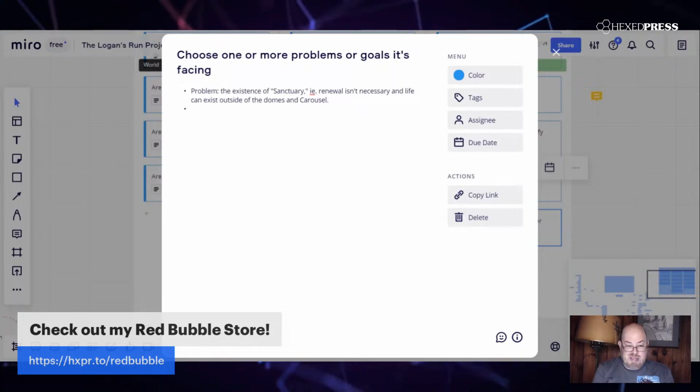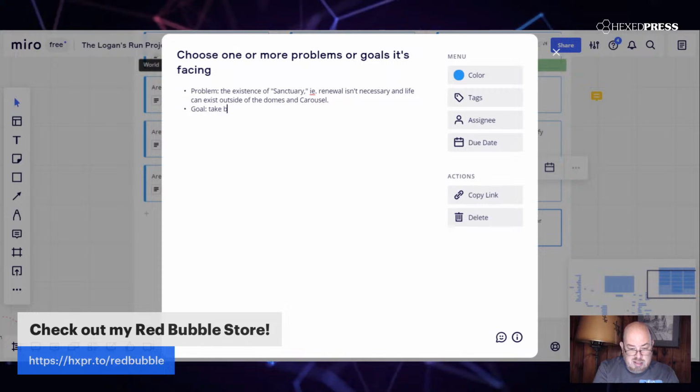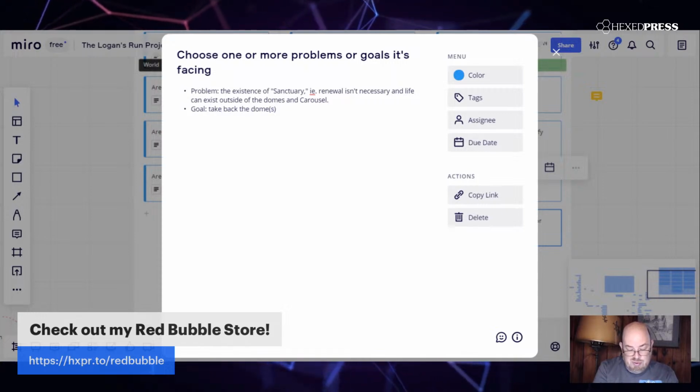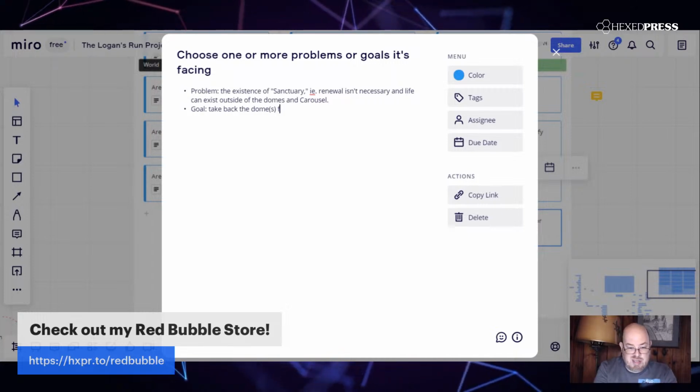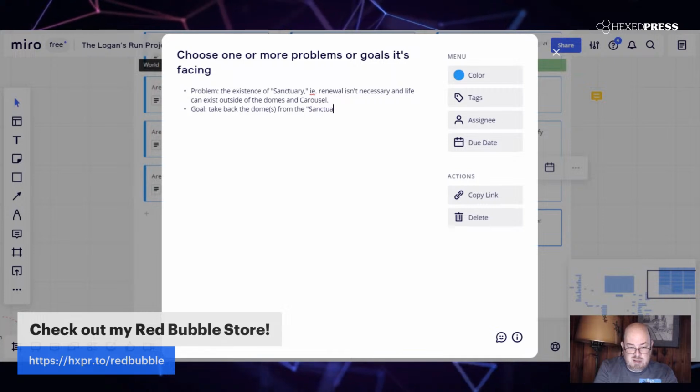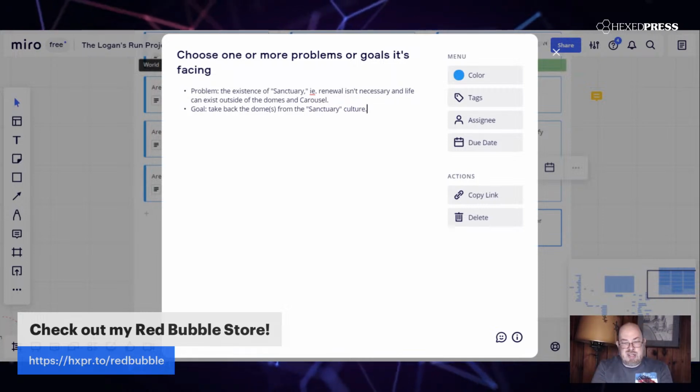What goals might they have? Well, certainly they want to take back the dome. That's a goal. Take back, and I'll put in parentheses, we haven't really decided how many domes the sanctuary culture has taken. But an interesting thing to think about. So these are the two things that immediately come to mind.